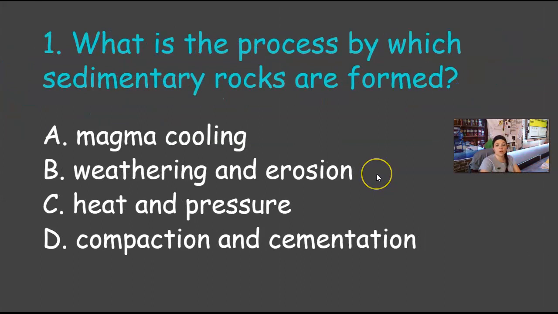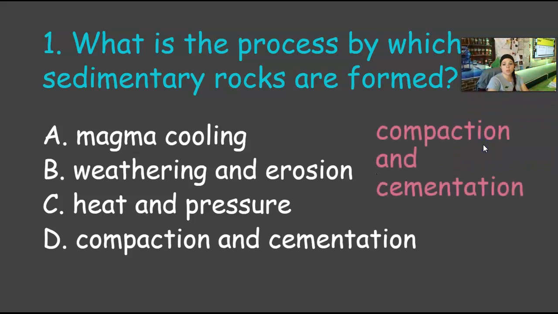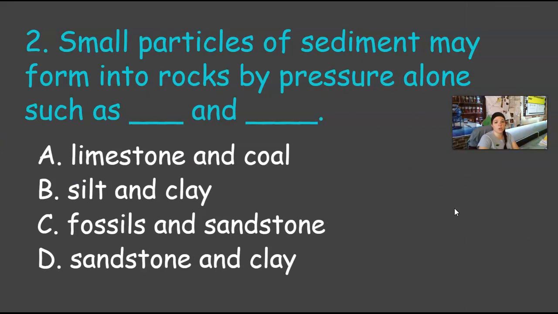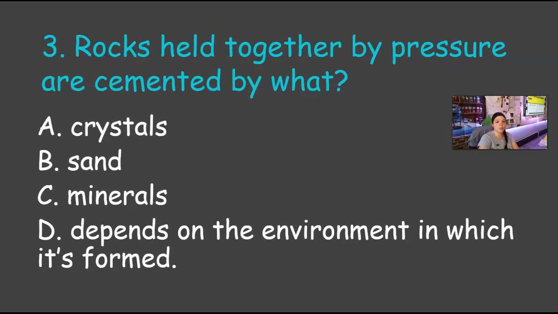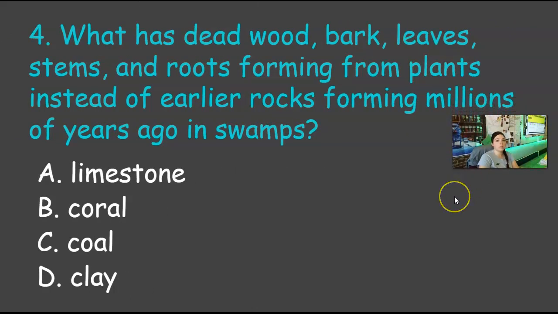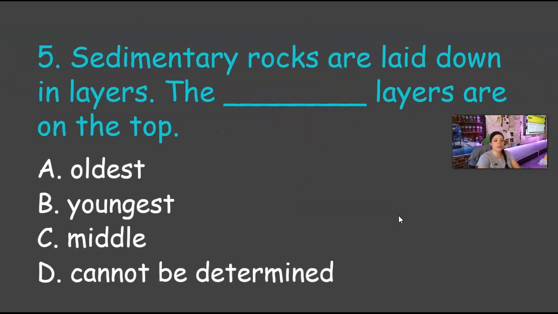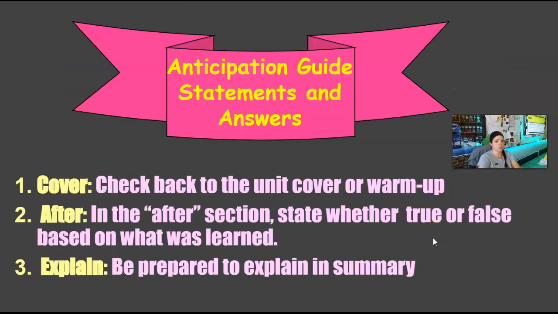All right, let's go to 1. What is the process by which sedimentary rocks are formed? Compaction and cementation. Small particles of sediments may form into rocks by pressure alone, such as silt and clay. Rocks held together by pressure are cemented by minerals. What was deadwood, bark, leaves, stems, roots forming from plants instead of earlier rocks forming millions of years ago in swamps? Coal. And the last one, sedimentary rocks are laid down in layers, the blank layer on top. That'd be the youngest.